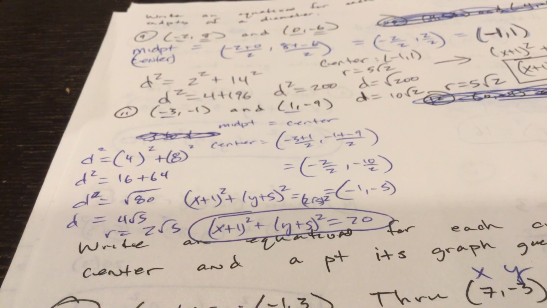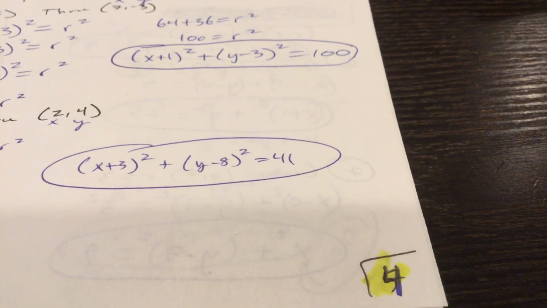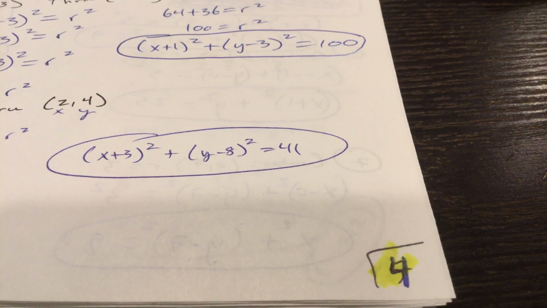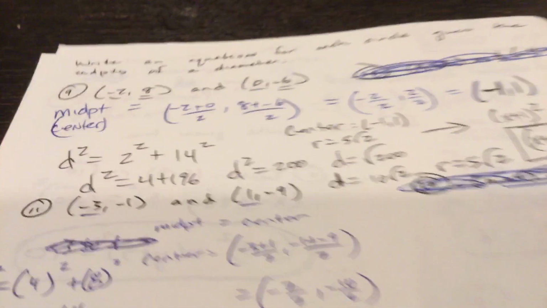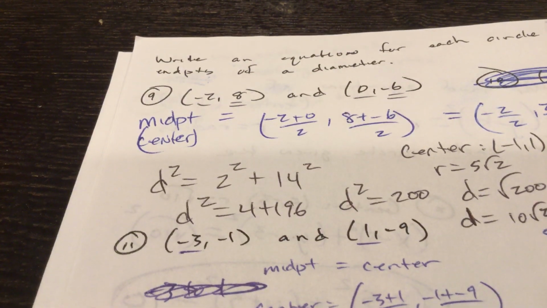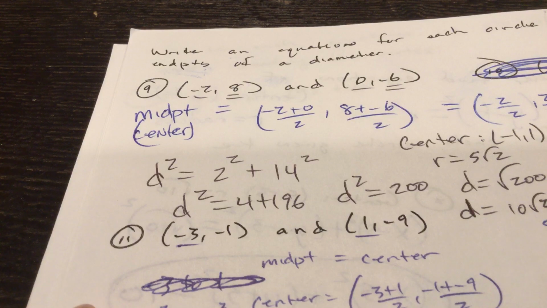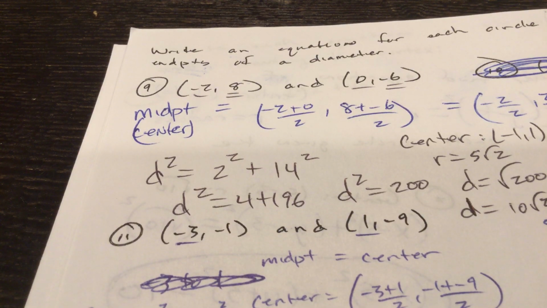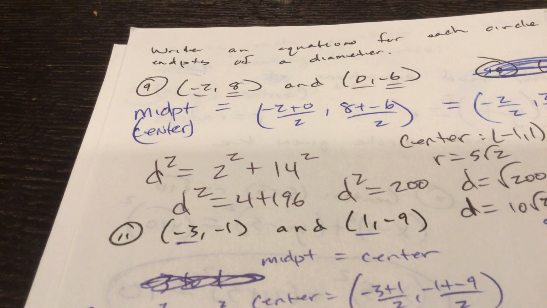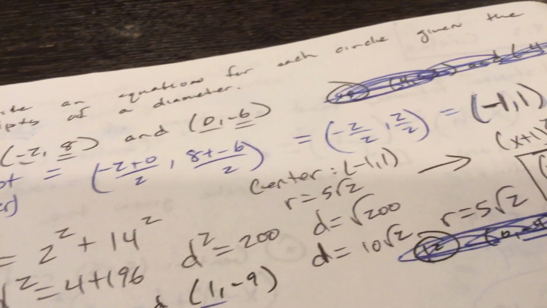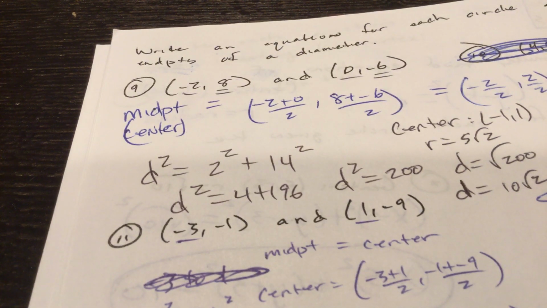Write this down. Chapter 9 Game Plan, page 4. What you are to do is really just 9 and 11 here, because these are harder. But again, it doesn't matter because I'm giving you all the work and all the answers. So you can write this all down for me and submit it to me in the next 4 weeks. I believe in you. Write an equation for each circle given the endpoints of a diameter.